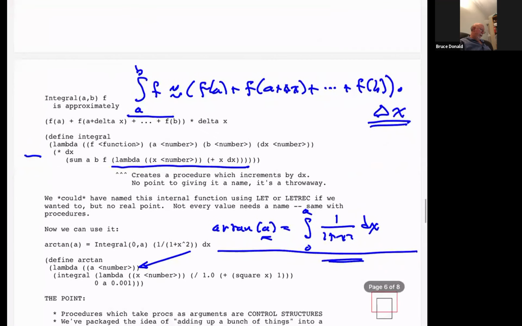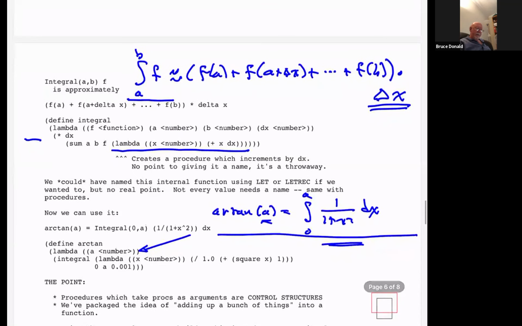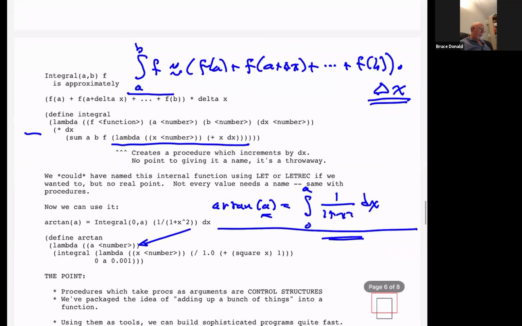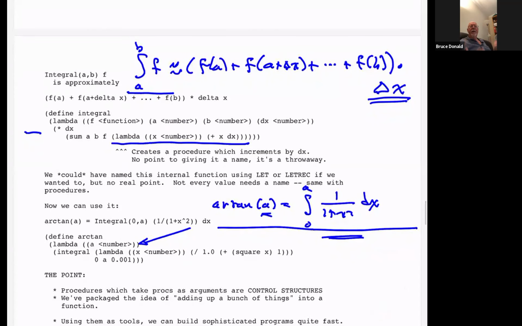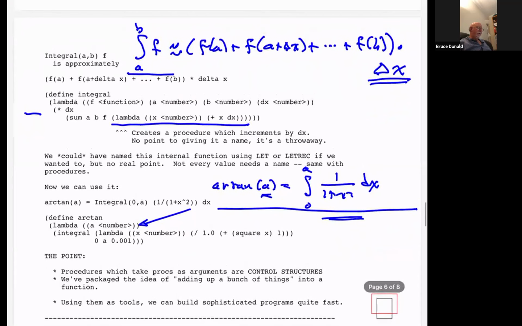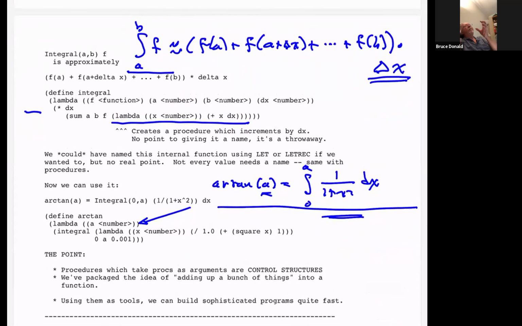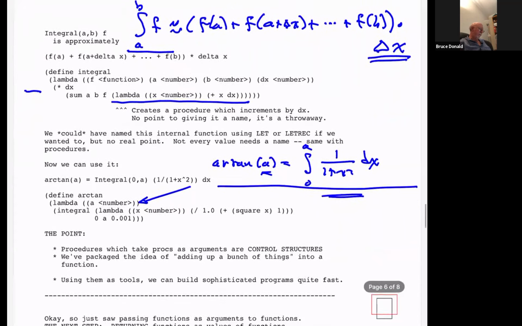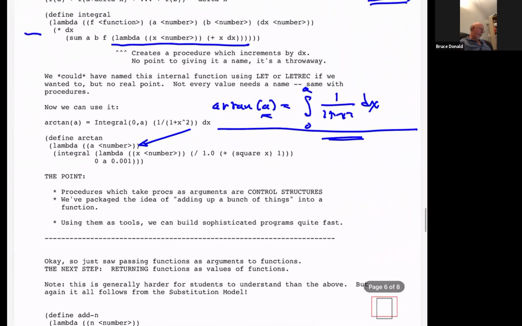All right. So the key point here is that we have procedures that take procedures as arguments. And these are really control structures, right? They're ways of packaging up the flow of information and the flow of instructions here. So what we've done is we've abstracted away or packaged up the concept of adding up a bunch of stuff into a function. We can use them as tools and we can build really quite sophisticated math in CS very rapidly. That's the real beauty of this from a programmer's point of view, which is kind of a nice thing.